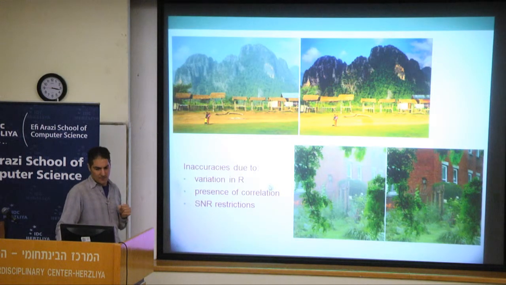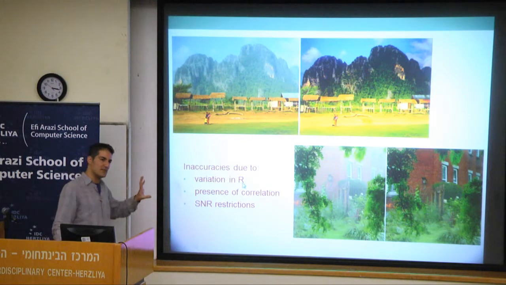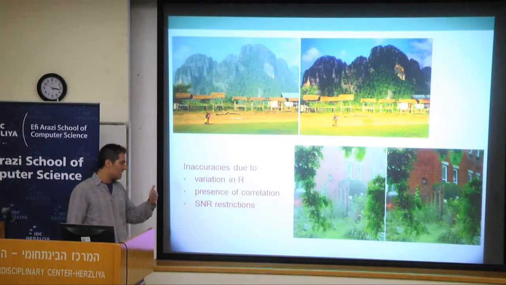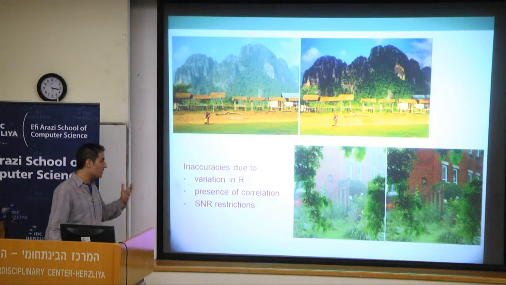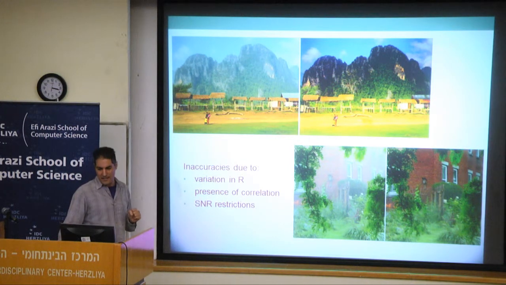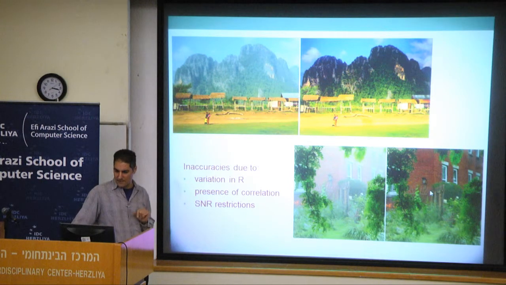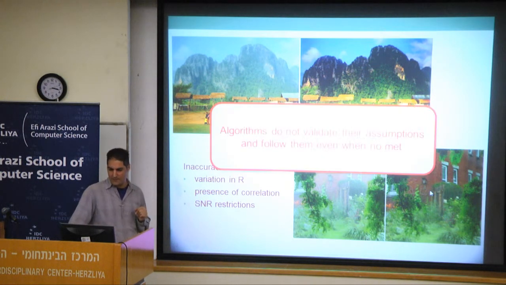So the problem with this method is that it's quite sensitive to variations in R. It assumes that R, the albedo of the surfaces, is constant. It has no way of verifying that this is indeed the case. It has very severe SNR restrictions. And so it tends to overcorrect some regions or undercorrect other regions. So it's not as accurate as, for example, the dark channel method.